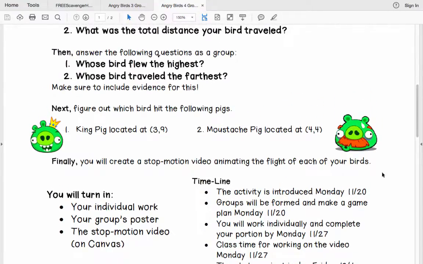So once you do all this and you have a poster that looks beautiful, you're going to create a stop motion video with your group that animates the flight of each of your birds. So I need to see each of the birds moving.